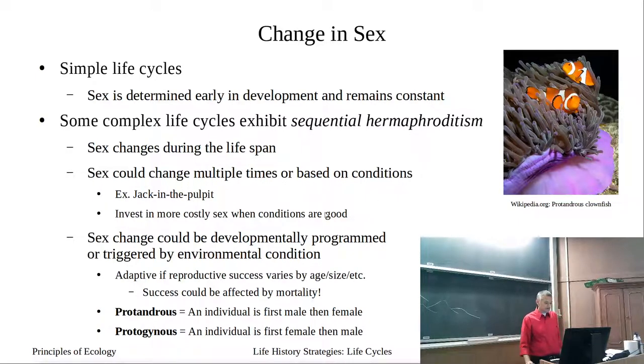Protandrous is when an individual is first male and then transitions to a female. Protogynous is when we're first female and then transition to male. A classic example is clownfish. They are protandrous. So our individuals develop first as males. That gives them the opportunity. They might not be super successful at mating, right? But at least they have a chance of mating 2, 3, 4, maybe 100 different times, and maybe succeed once to produce a bunch of offspring.